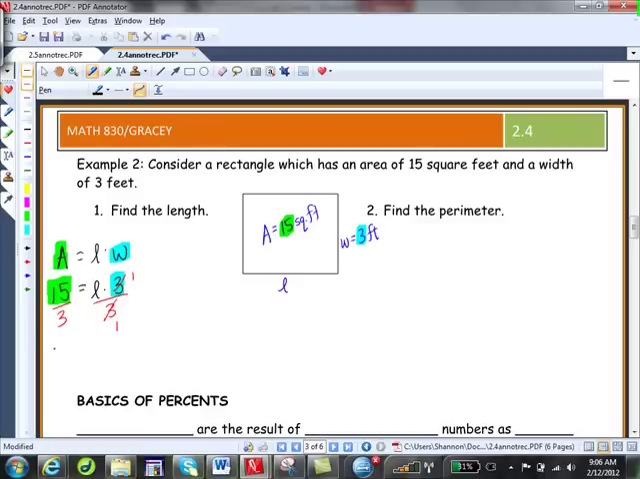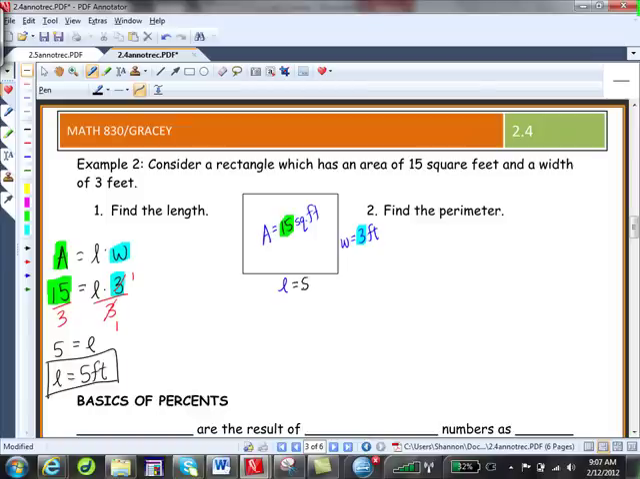And so, do you see that 5 equals L? So L is equal to 5, what? Bananas? Puppies? No, right? Feet. The length is 5 feet. Okay, we now know that the length is 5 feet.